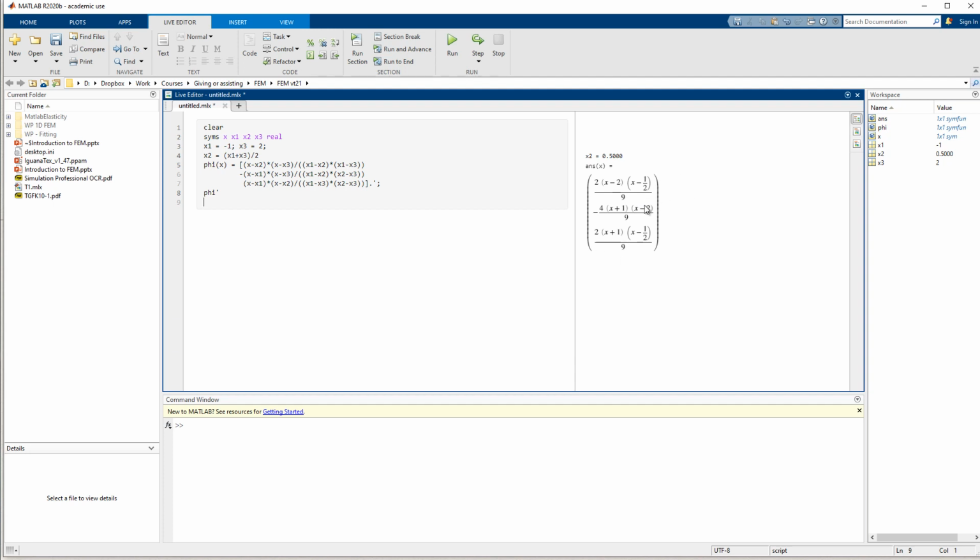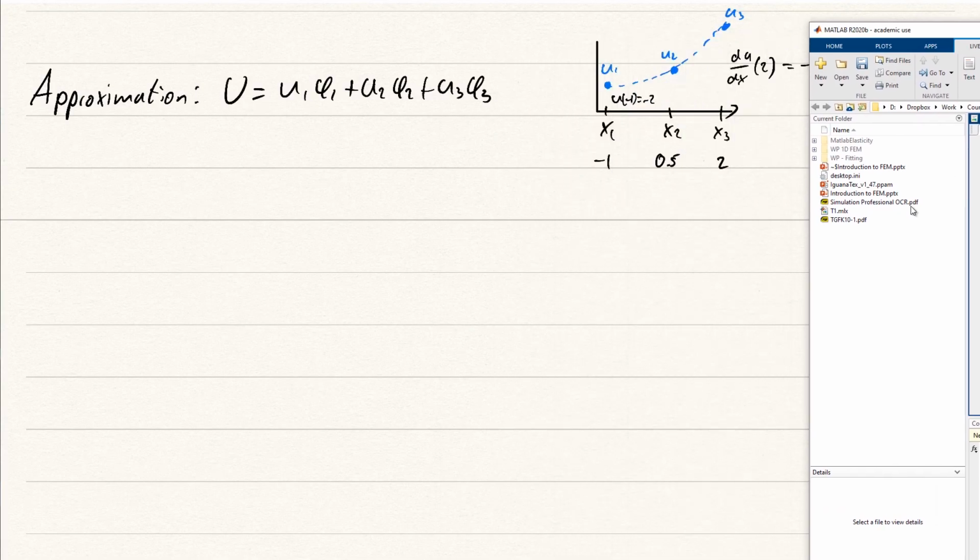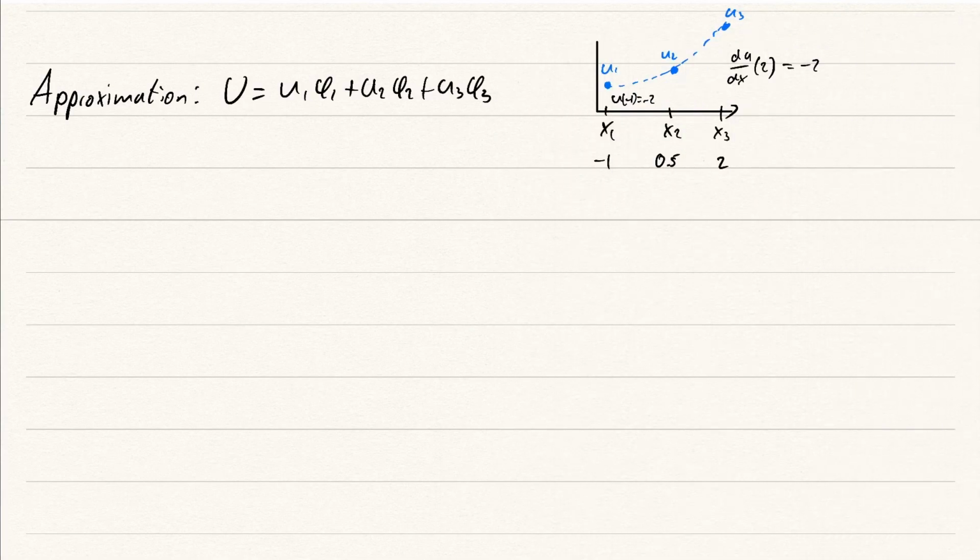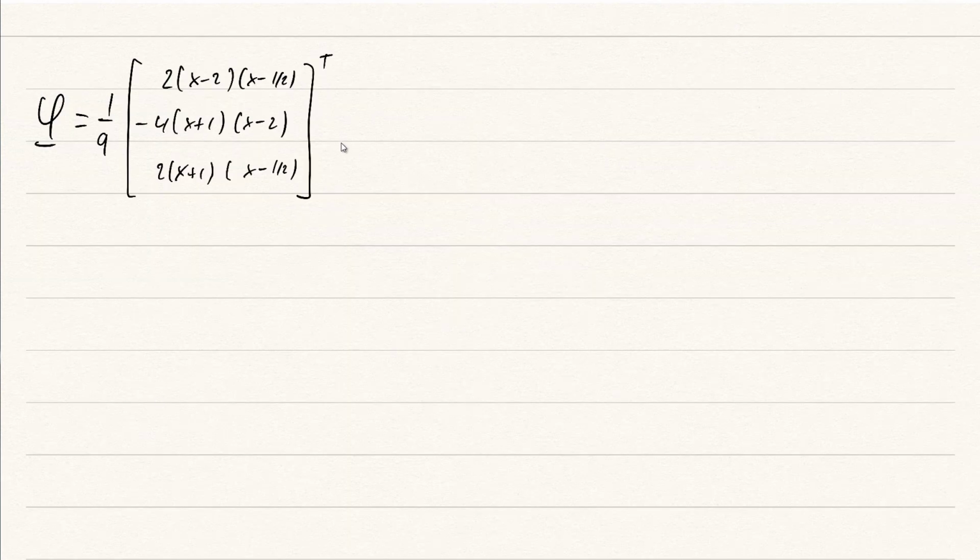So those are the basis functions, and I'm just going to write them over here. So these are basis functions for x in [-1, 2]. And you see, you need to have basis functions for every region, so this is pretty impractical, but we'll get to how we can alleviate that problem in future lectures.